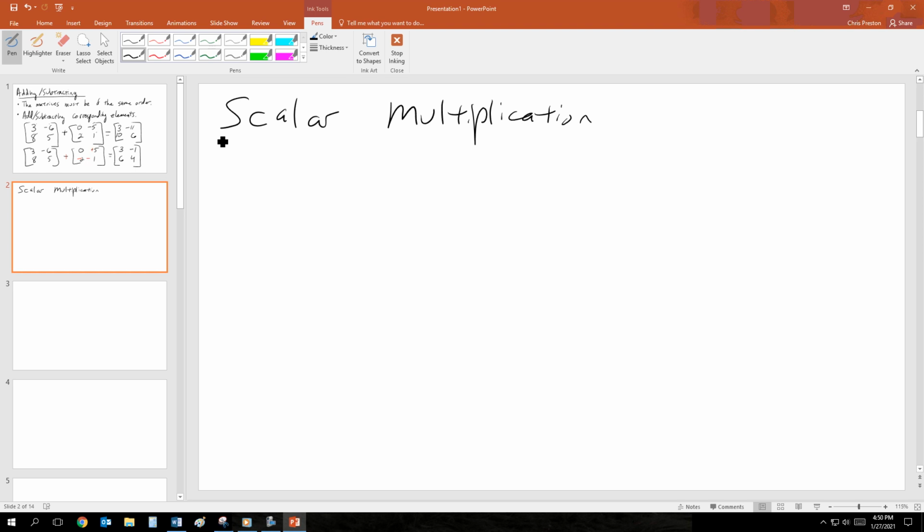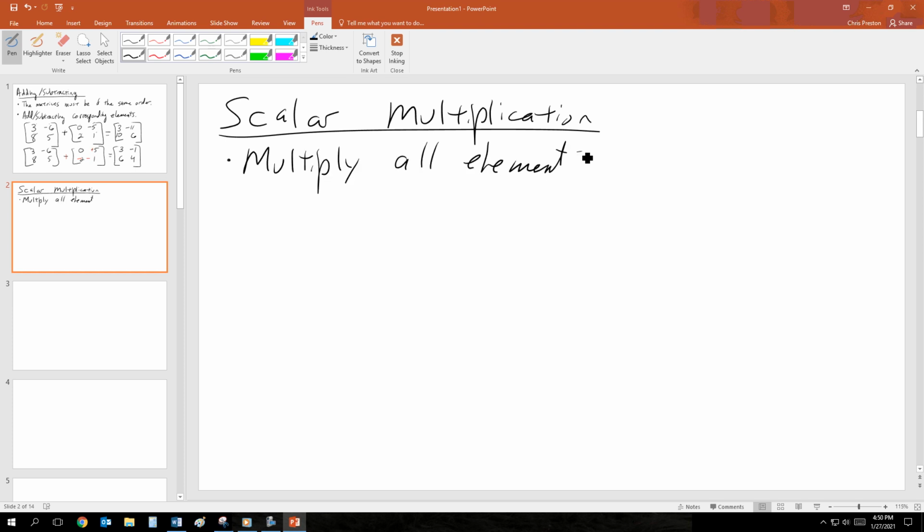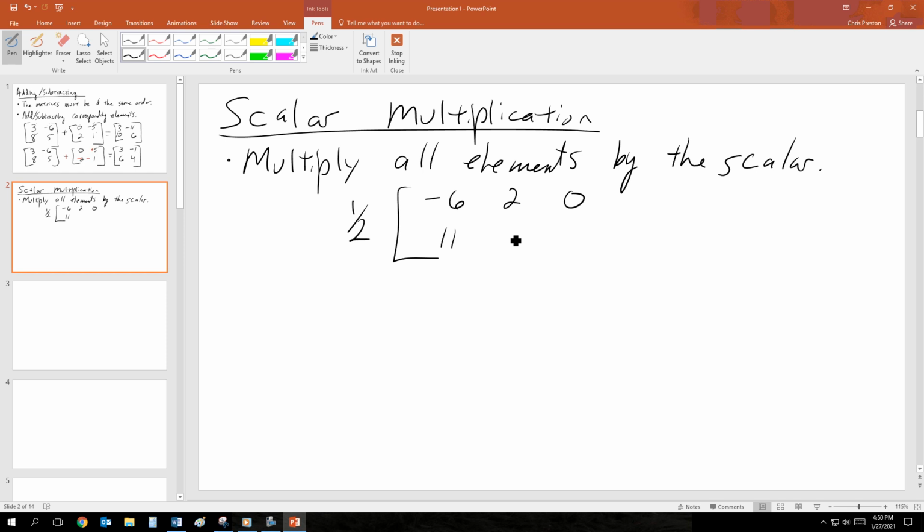And a scalar is just a number. So what you're going to do is multiply all elements by the scalar. So if you had 1/2 and then a matrix, what you would do is you just multiply everybody by 1/2.